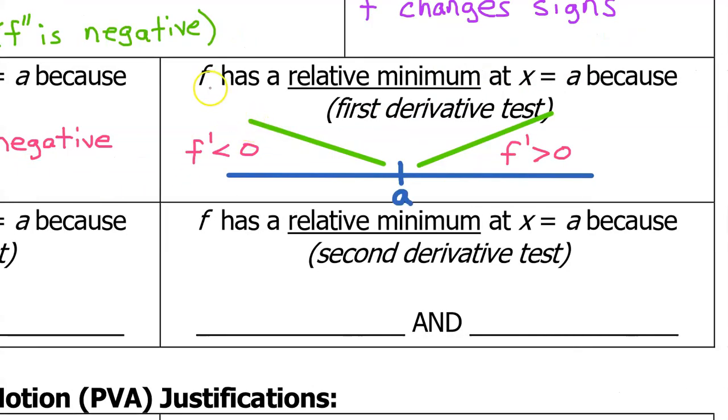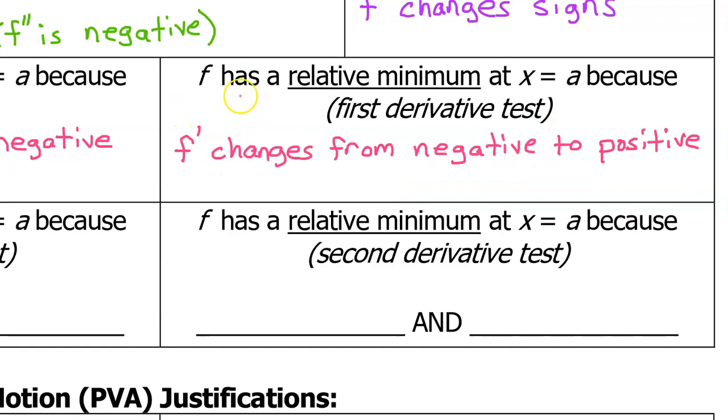Similarly, we see that function f has a relative minimum at a if the function is decreasing to the left of a and increasing to the right. But that means that f prime goes from negative to positive. So f has a relative minimum at x equals a because f prime changes from negative to positive. Again, this is called the first derivative test.